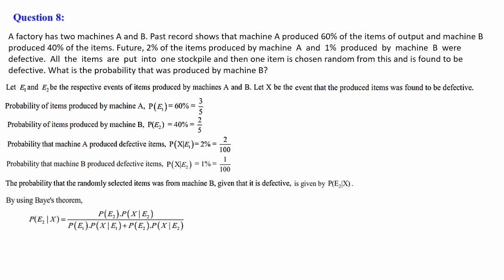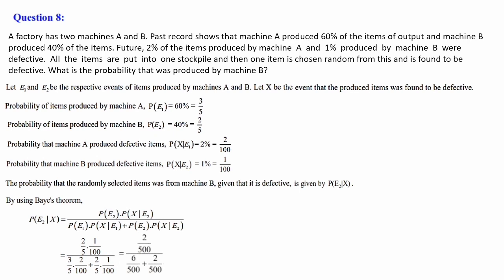So by using Bayes theorem, P of E2 given X is equal to P of E2 into P of X given E2, divided by the total probability. We will start from E1: P of E1 into P of X given E1 plus P of E2 into P of X given E2. Let's substitute it. P of E2 is 2 by 5, P of X given E2 is 1 by 100, so 2 by 5 into 1 by 100. Then P of E1 is 3 by 5, P of X given E1 is 2 by 100, plus P of E2 into P of X given E2, which is the same as in the numerator, 2 by 5 into 1 by 100.